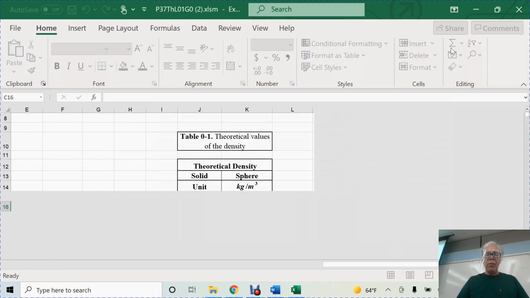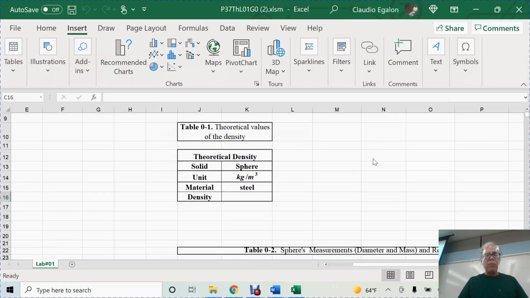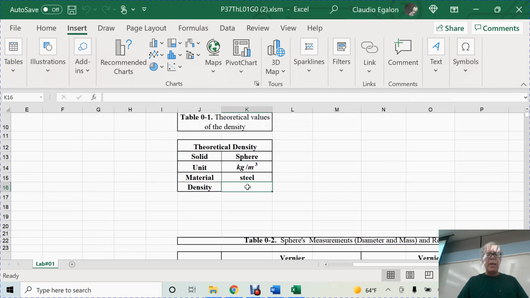Okay, so first thing, let's fill up this table. First thing, get the density of steel from the internet. If you have a range of values, just get the average value of that range. Then you fill that up here. Just put a number there. Don't put the units, the units are already here. See that? And the units should be in kilograms per cubic meter. Do that.